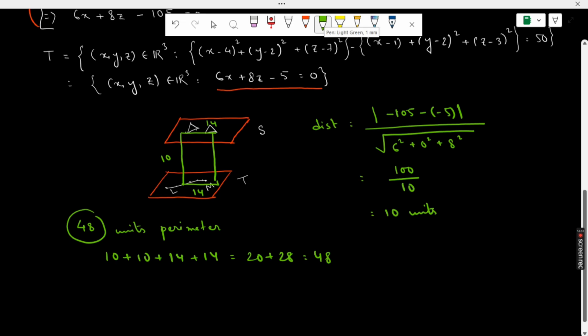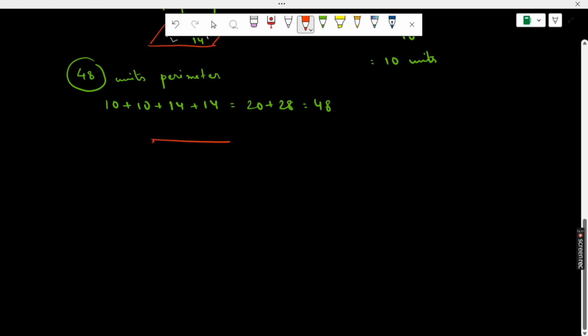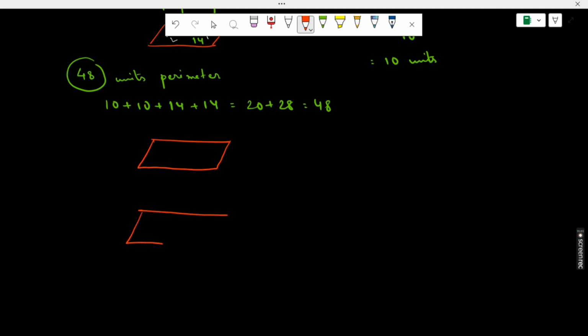Even we can draw more rectangles of perimeter 48 between these two parallel planes. How? It can be in this form. This perpendicular distance, this perpendicular distance, so the perpendicular distance is 10 and these will be 14 and 14. Obviously the drawing is not appropriate because it goes outside, so the plane should be like this. It looks like the plane is small, but actually the plane is very long. So we can draw like that.